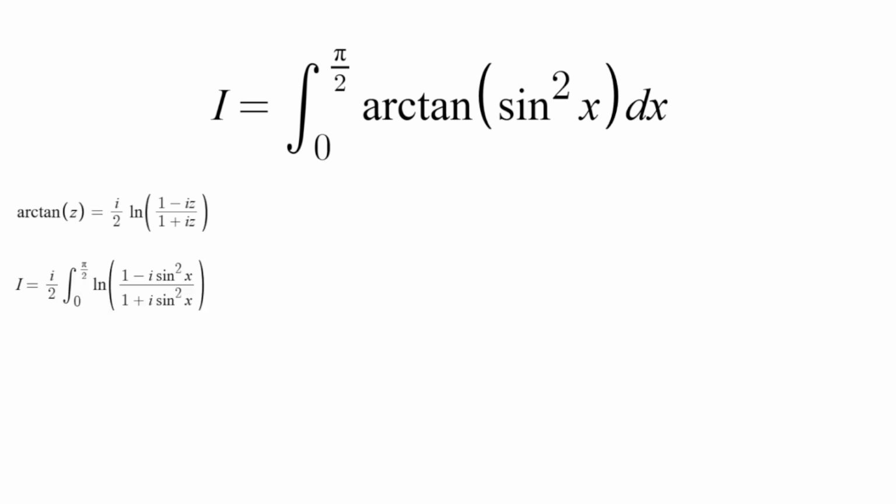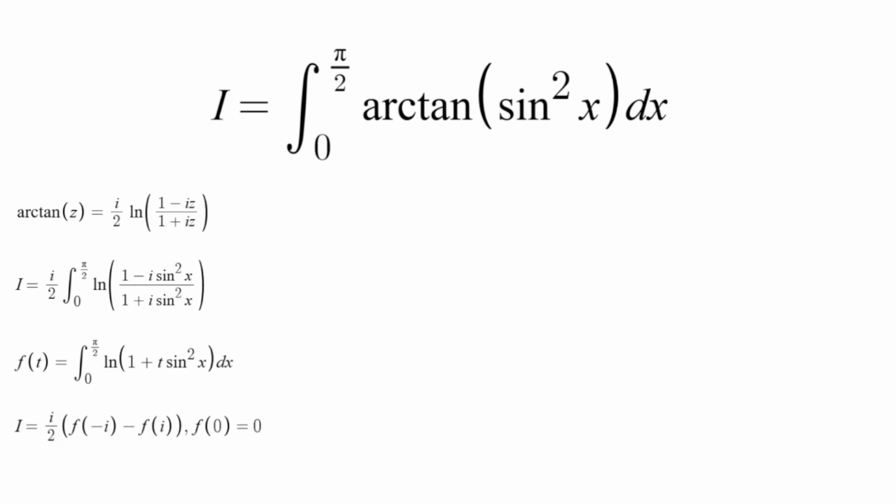So using that formula, we can see that our original integral is just going to be i over 2 times the integral from 0 to pi over 2 of the natural log of, well, we're plugging in sine squared x for our z. So this is true right here. The next thing we're going to do is create a function of t that's equal to the integral from 0 to pi over 2 of natural log of 1 plus t times sine squared x dx. And you can probably see why I did that.